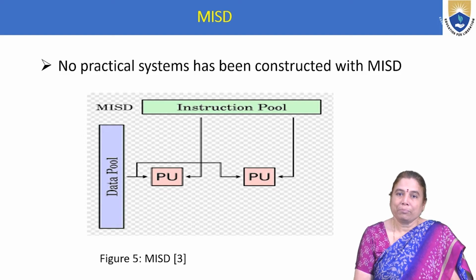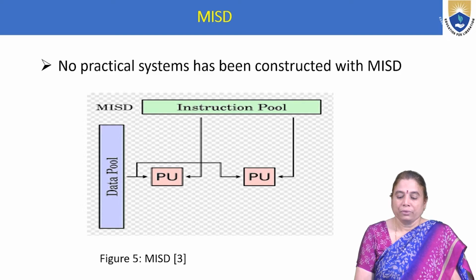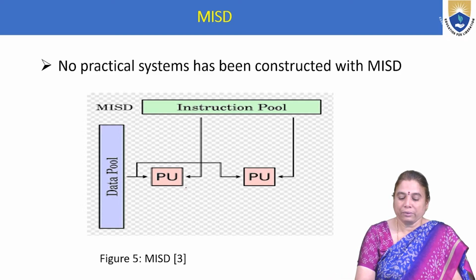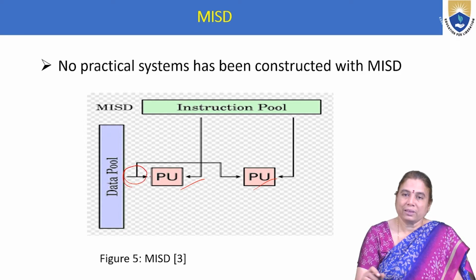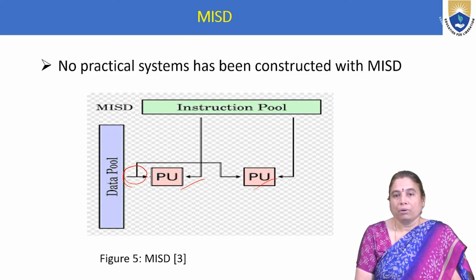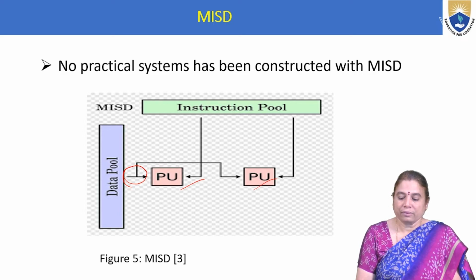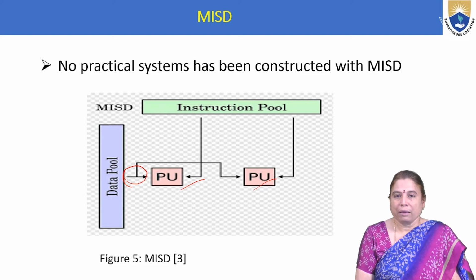Next one is MISD, multiple instruction, single data stream. So here the processing units can be more than one, and the multiple instructions can be received by these processing units, but the data stream is a single data stream. So practically no parallelism can be achieved with this type of architecture. So no practical systems can be constructed with MISD. They are of less use.